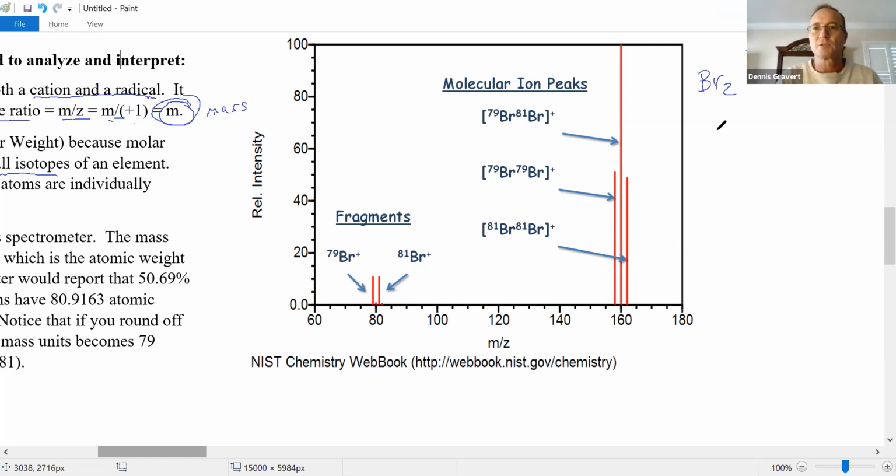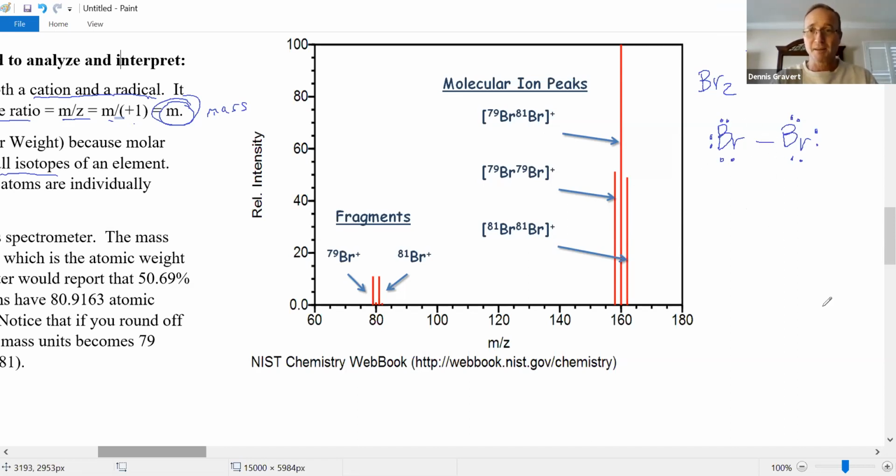Let's draw the Lewis dot structure of it. It's a covalent bond between two bromine atoms, and there are 3 lone pairs on each bromine. You've seen the Lewis structure of Br2. Awesome. This is one molecule.